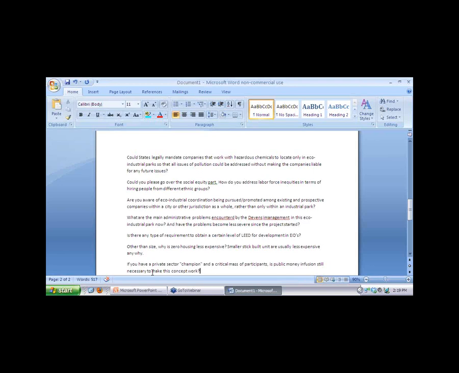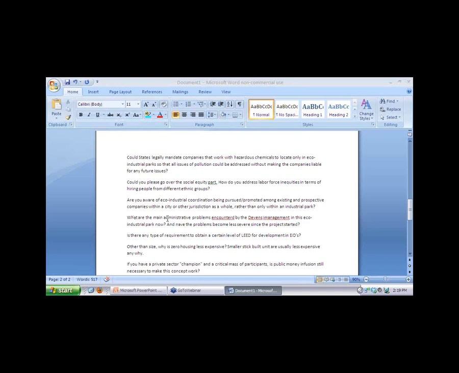We have a private sector champion and a critical mass of participants. I've been the public sector champion of this project here at Devens. On the private side, we have had a number of managers who have supported the project and would fill that role. Some of them have been promoted because of their participation and left, which has hurt us, but assisted their company.